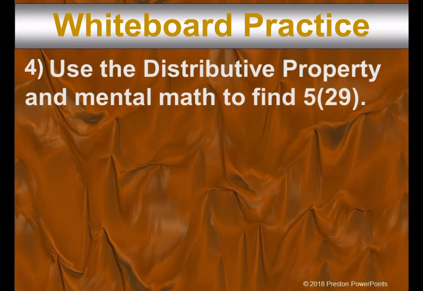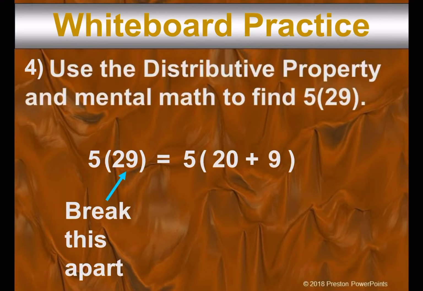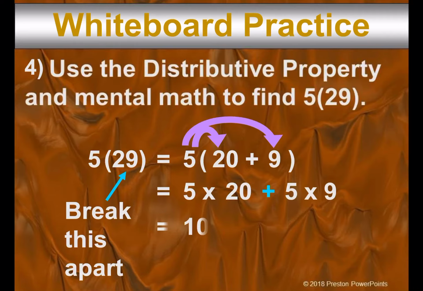Okay, use the distributive property again in mental math to find 5 times 29. So again, I'm looking for what's the easiest thing I can take 5 by to get this. So 5 times 20 would be easier, and then do 5 times 9. So 5 times 20 would be 100, and then 5 times 9 would be 45. So then I can add those and it would be 145.